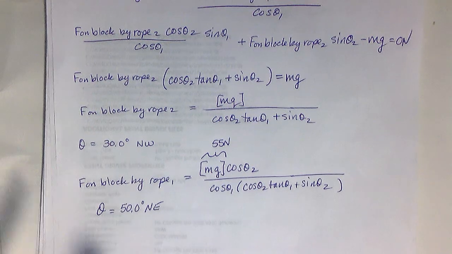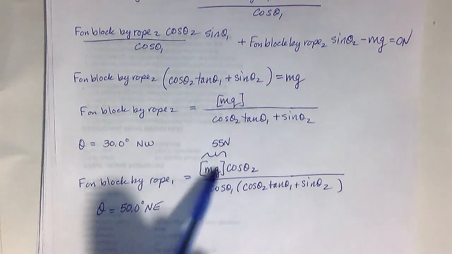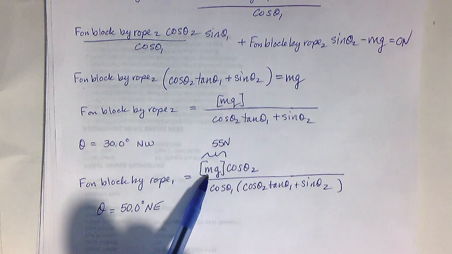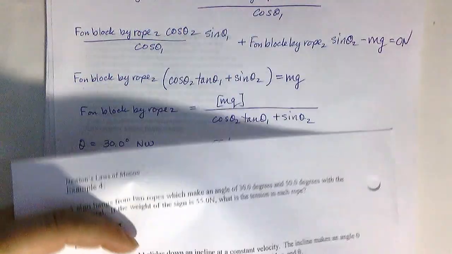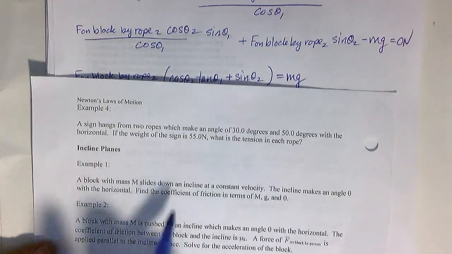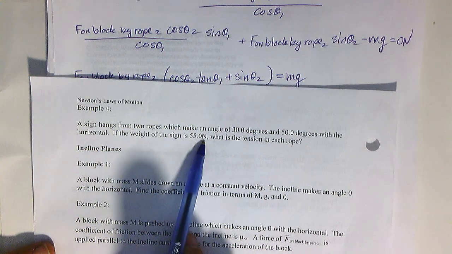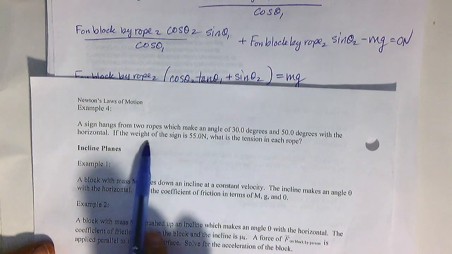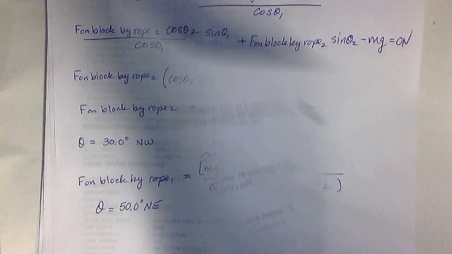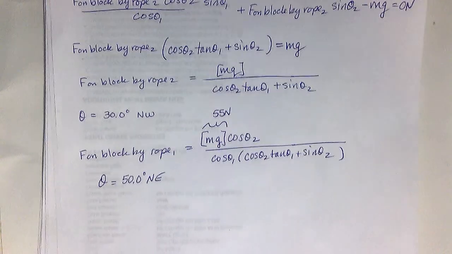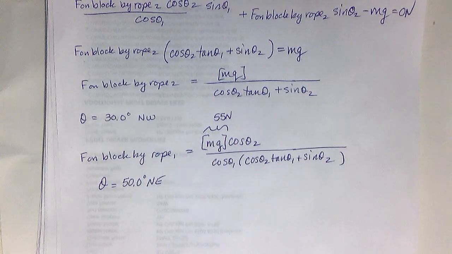At this point, you can substitute in the numbers and solve for your unknown. Again, make sure you're not putting 55 in for m, because the numbers they give you are for the weight of the block. See here? It says 55 newtons, not 55 kilograms. This is the weight of the sign. So you can go ahead and numerically solve for that answer. I'm not going to do that. To me, that's just the math part of it. The physics part is coming up with these equations.